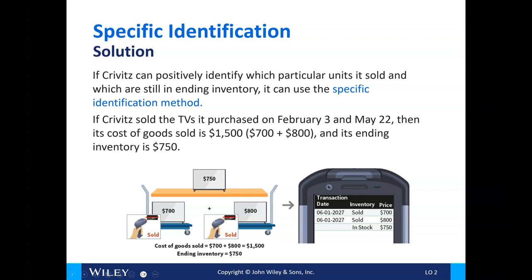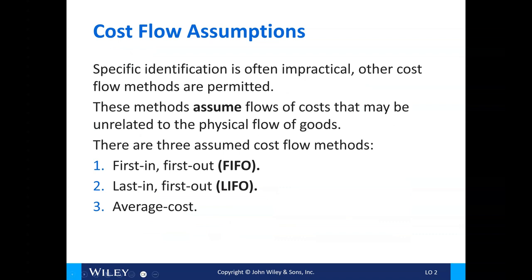But normally stores sell a lot of TVs. So I don't know that they were going to track those. They might. So again, let's look at the other methods: first in, first out, last in, first out, average cost. So we're going to be starting to refer to these as FIFO, LIFO.